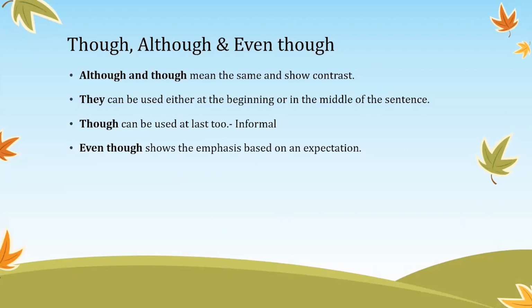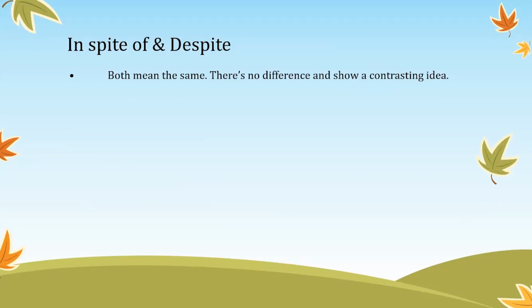But even though is used to show an emphasis based on a particular expectation. You'll understand better when we see the examples. In spite of and despite, there's no difference between these two connectives, and they too show a contrasting idea. But we should be sure not to mix these two connectives, like some people use in despite of, so that's wrong.